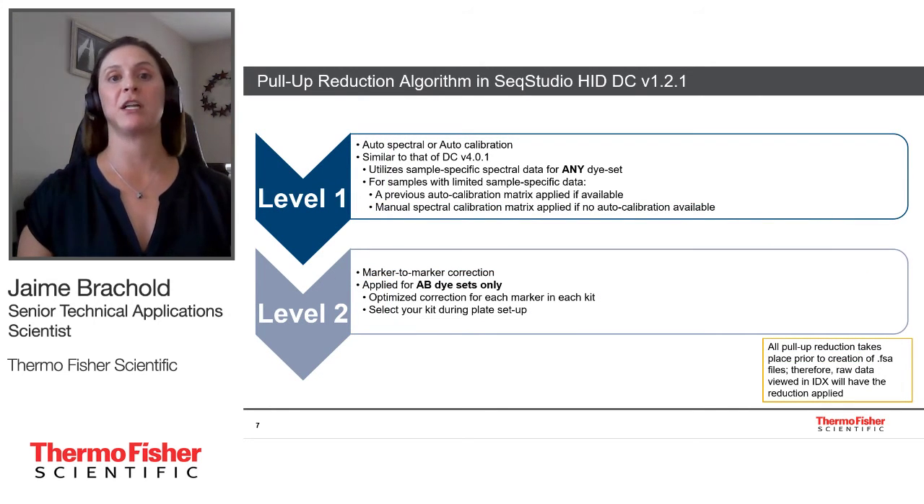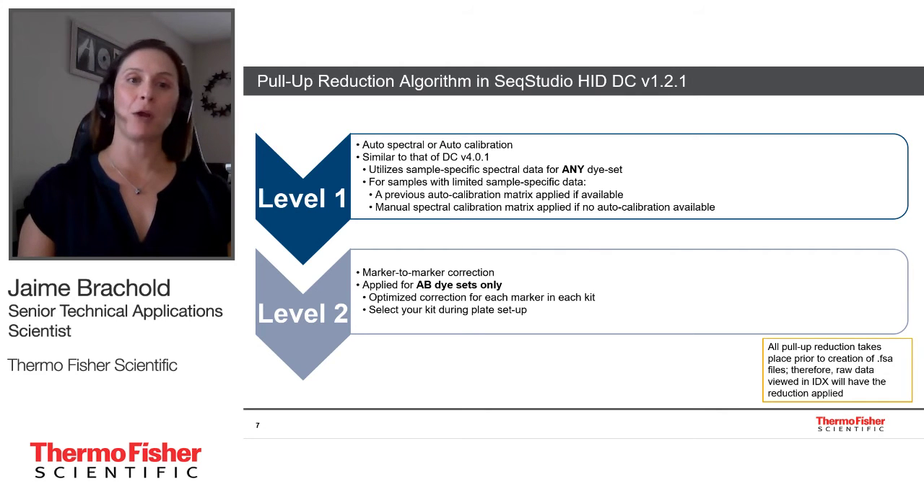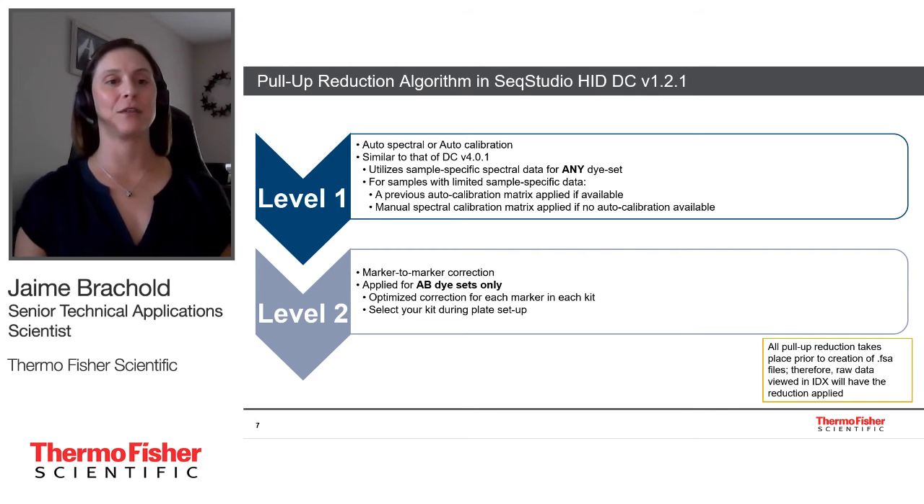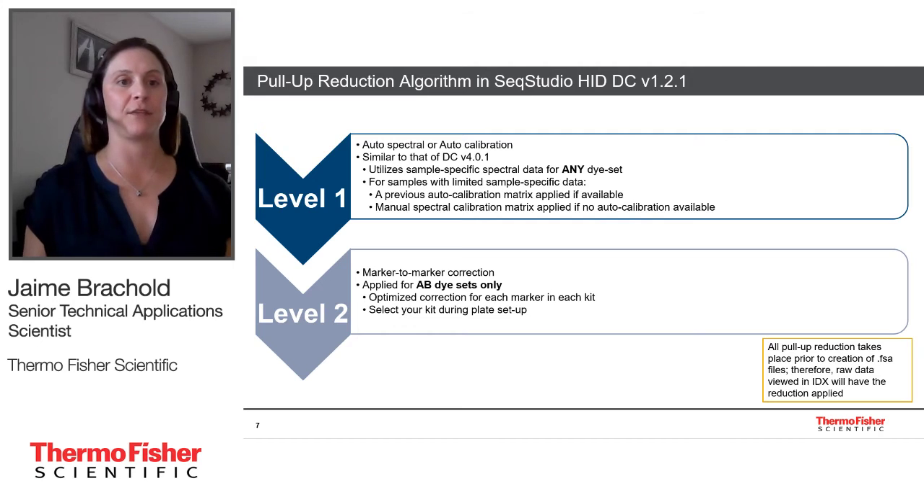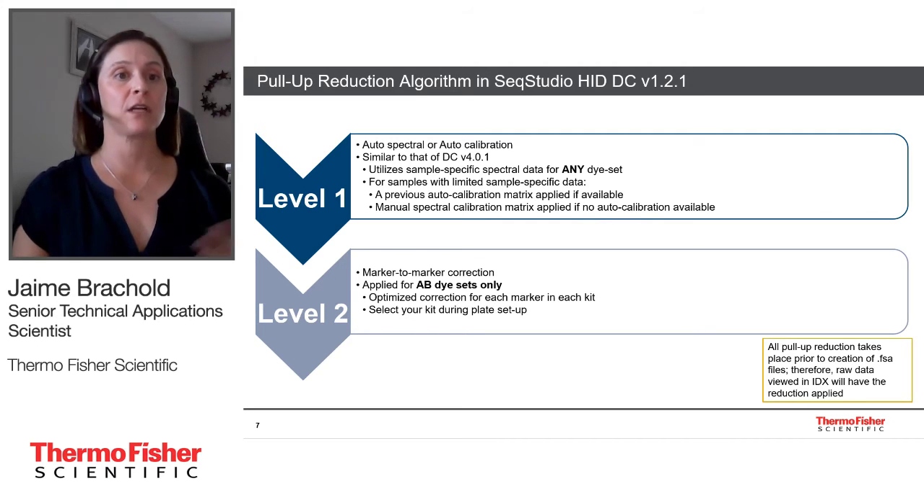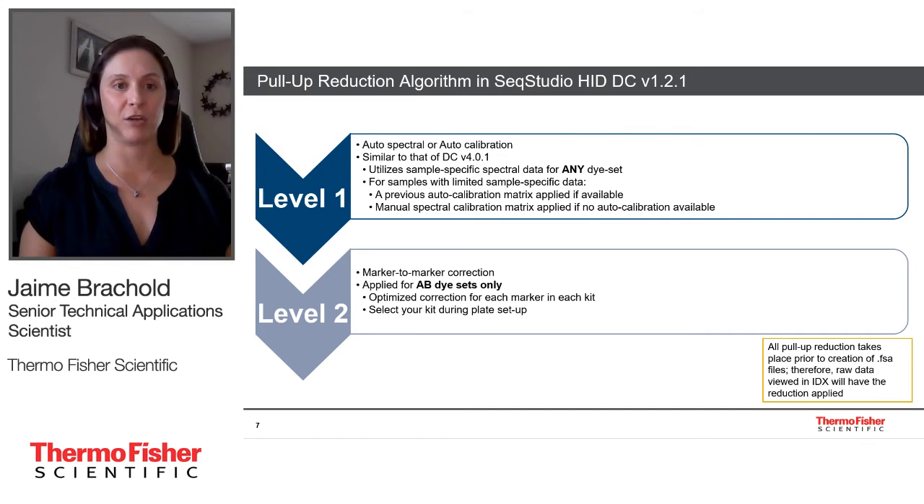Now, when we talk about pull-up reduction on the SeqStudio, it's somewhat similar and somewhat different. So there are really two levels of pull-up reduction on the SeqStudio. The first level is called auto-spectral or auto-calibration, and it is similar to what we just talked about with the 3500 pull-up reduction feature. It is going to use sample-specific spectral data, but it's going to do this for any dye set. So it doesn't just have to be an AB chemistry. Any chemistry will have the benefit of the auto-spectral.